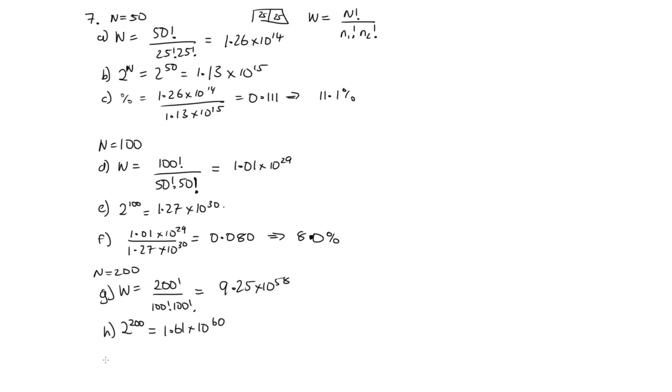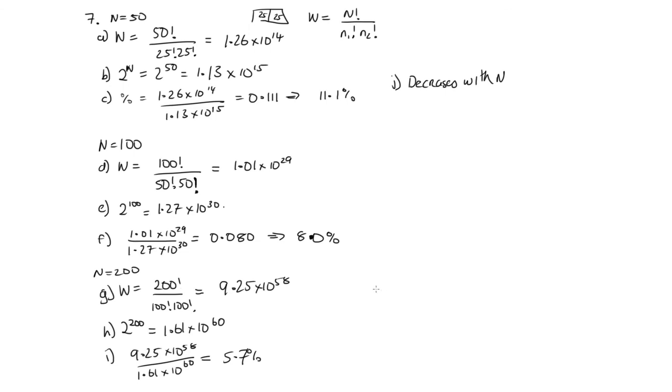And then we're asked for what's the probability of finding it in this exact central state. So 9.25 times 10 to the 58 over 1.61 times 10 to the 60. And so this is equal to 5.7%. And then part J asked us about, does the time spent in the central configuration increase or decrease with n? Well, it decreases with n, and that's because there's more configurations that it can spend time in.